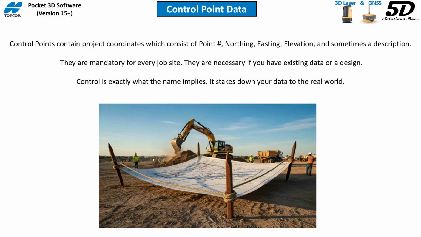Control points contain project coordinates which consist of a point number, northing, easting, elevation, and sometimes a description. They are mandatory for every job site. They are necessary if you have existing data or a design. Control is exactly what the name implies. It stakes down your data to the real world.